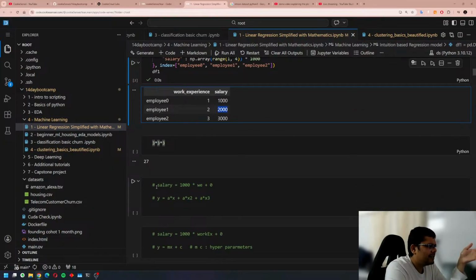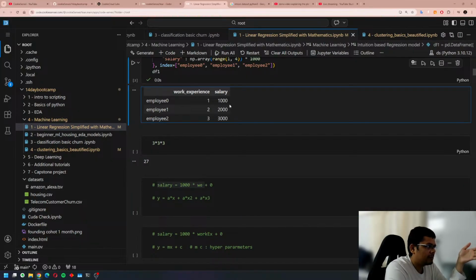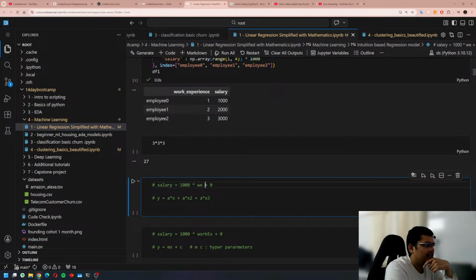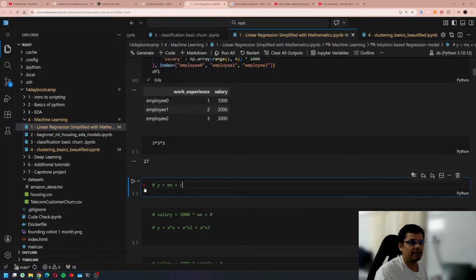So a better approach would be saying something like salary equals 1,000 times work experience, isn't it? And if I write something like plus zero, that wouldn't harm us in any way, right? So the entire equation should become something like this. If you remember your high school mathematics, there was an equation of y equals mx plus c. That's a line equation, and that's regression in a nutshell. Regression is the basic machine learning algorithm, and this is the basic unit of a neural network, which is called a neuron.